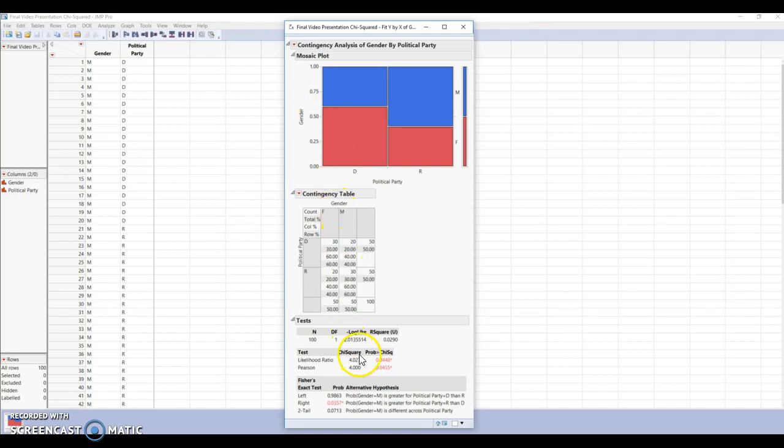And notice how we have our Pearson value down here, which is our p-value, and it is less than our significance level because, again, we are using a significance level of 0.05. So therefore, we can reject the null hypothesis. And again, the null hypothesis states that the two variables are independent of one another. So therefore, we can accept our alternative hypothesis, which states that gender and political party depend on one another or are not independent.